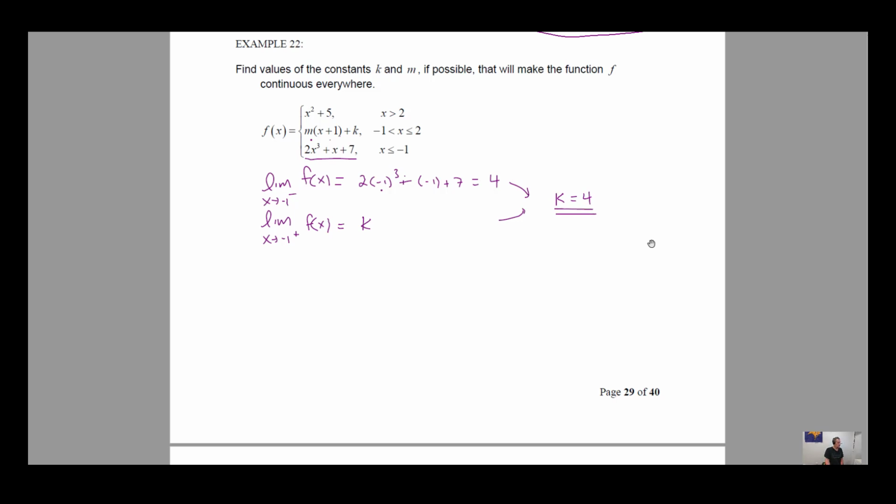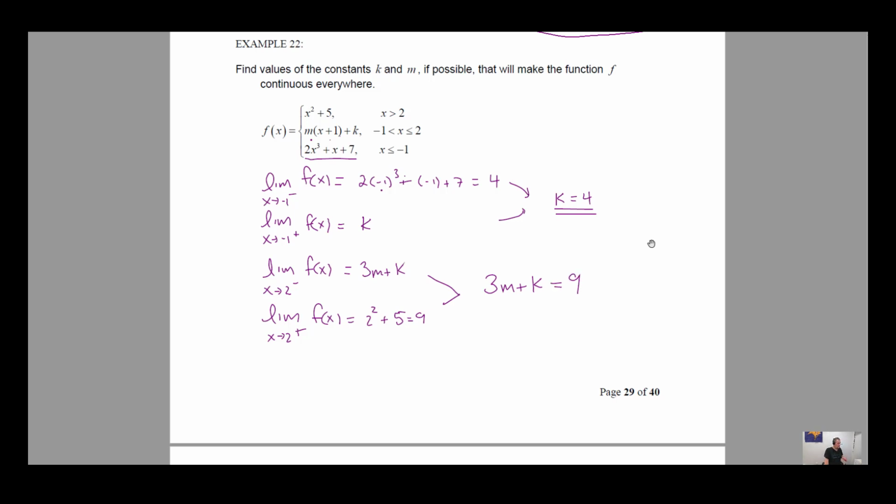Now I also have to make this work at 2, so if I take a limit as x approaches 2 from the left, coming in just a little bit less than 2, that would give me here m times 2 plus 1. 2 plus 1 is 3, so I get 3m plus k. Limit as x approaches 2 from the right. As I approach from the right, that means I'm coming in bigger than 2. 2 squared, 4, plus 5 is 9. So bringing these together means I need 3m plus k to be equal to 9.